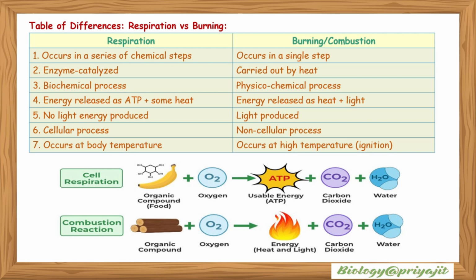In respiration, energy is released as ATP and some heat. In burning or combustion, energy is released as heat and light. In respiration, no light energy is produced, but during burning or combustion, light energy is produced. Respiration is a cellular process, but burning or combustion is a non-cellular process. Respiration occurs at body temperature, but burning or combustion occurs at high temperature, which is called ignition.